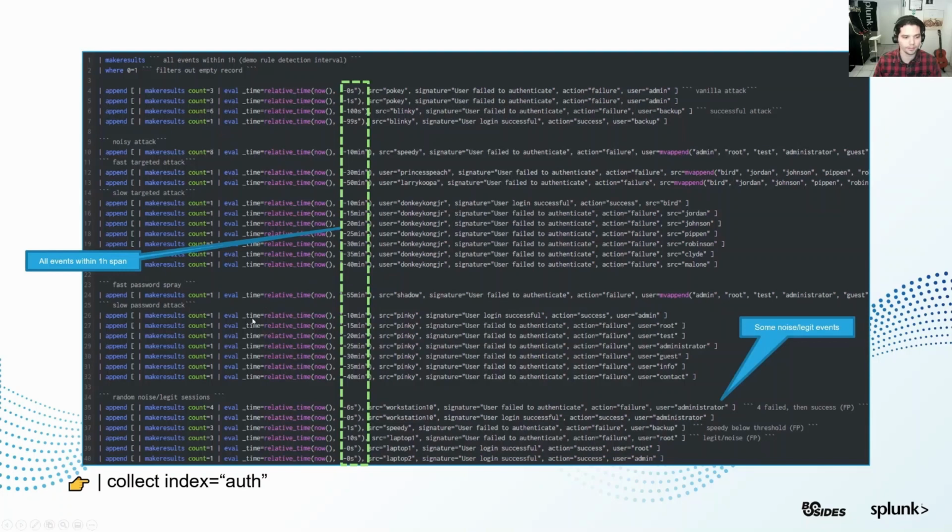And in the end, I basically collect all this output to an index called authentication or auth, right? Some of those events also include, of course, some noise, some legitimate events that should not trigger the detections. And of course, you can expand these to anything that you like, right?